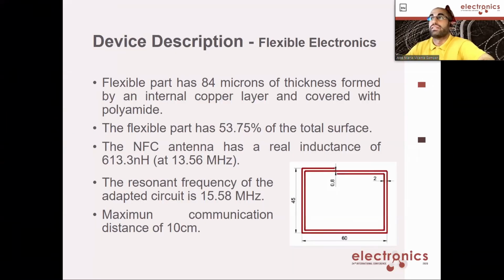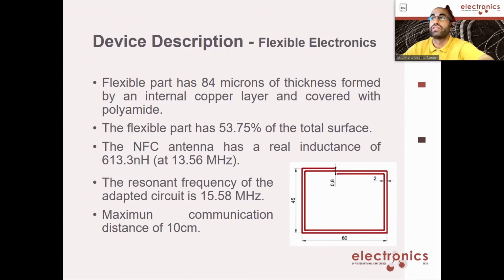The flexible part has 84 microns of thickness, formed by an internal copper layer and covered with polyamide, and it's 53.75% of the total device surface. The NFC antenna has a rectangular geometry of 60 by 45 millimeters. It's made up of 9 rectangular segments with 0.8 millimeters of width that form 2 complete turns. The antenna has a real inductance of 613.3 nanohenries, measured with a vector network analyzer.